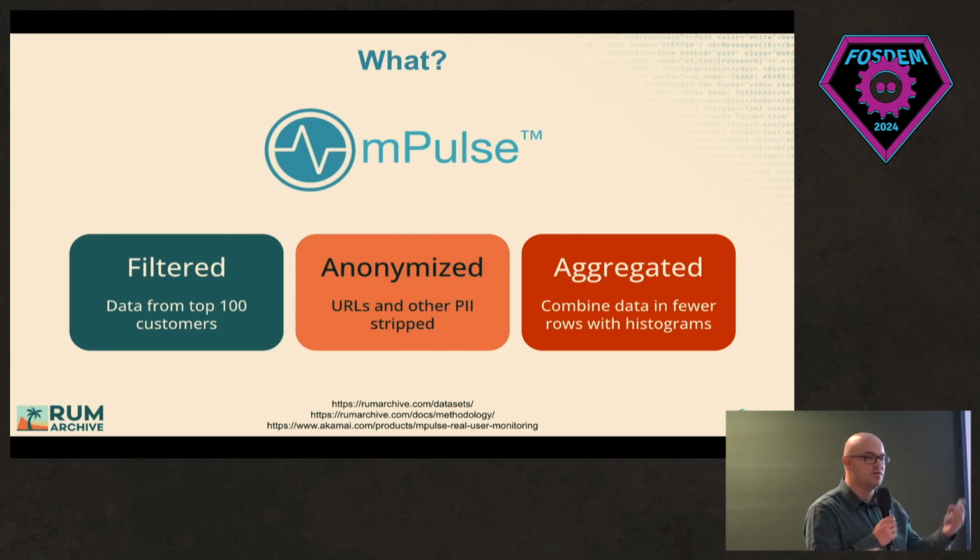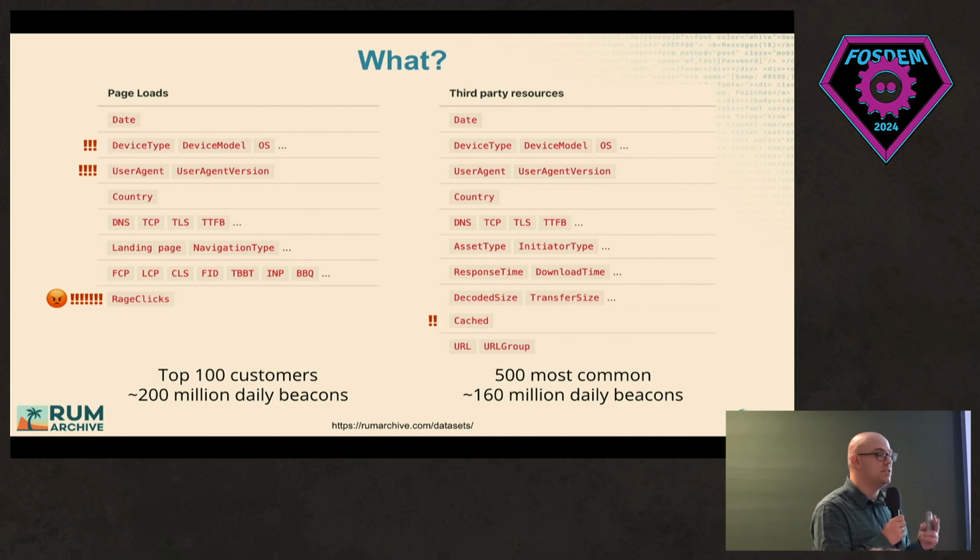Now usually our customers only see their own data, obviously, and here we want to make this more publicly available. So we have to do a couple of things first. First of all, we filter the data. We only do the top 100 customers in terms of traffic. We anonymize the data. This includes stripping all of the URLs, so you won't know which measurement belongs to which site, which is a sad but necessary operation that we have to do. And then we further aggregate the data so that many similar measurements are actually combined into a single histogram for later analysis.